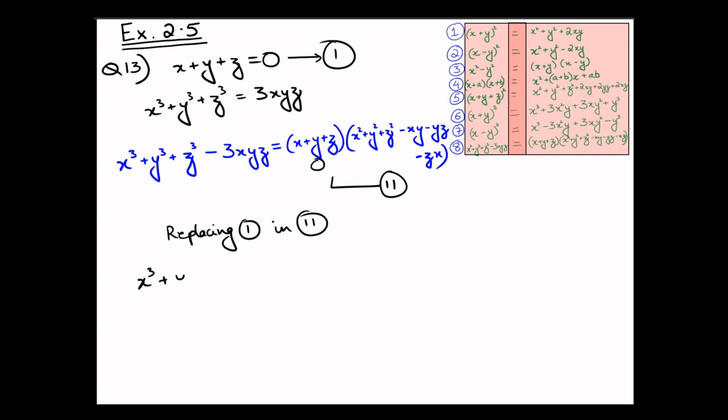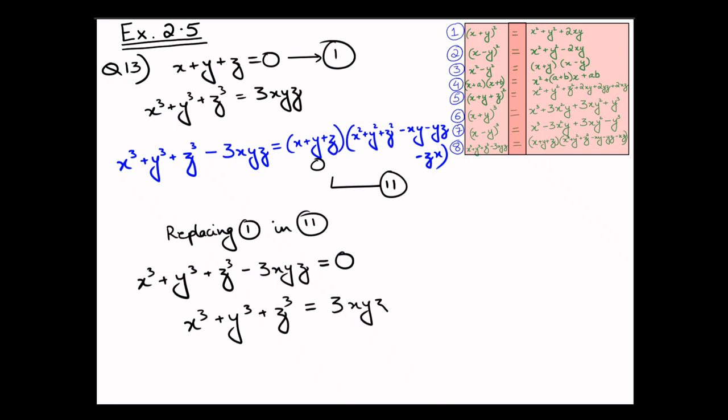our identity becomes x cube plus y cube plus z cube minus 3xyz is equal to 0. And now shifting the last term on the right hand side, I get x cube plus y cube plus z cube is equal to 3 times xyz. Hence proved.